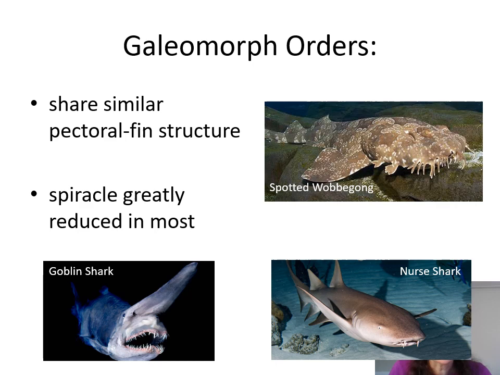Now I've thrown in some pictures just to show you some of the variety of the fishes that are out there. We've got the spotted wobbegong here. We've got the nurse shark. You can see even the little barbels. And then the goblin shark, one of our deep sea specialists for the sharks. But realize that all of these galeomorphs, the ones here, the ones on the previous slide, the ones on the list, they all share certain characteristics in common. We said the 5 gill slits. We said most have the anal fin. They also have a similar pectoral fin structure. And most of these sharks have a greatly reduced spiracle.